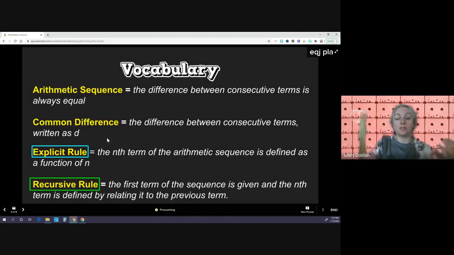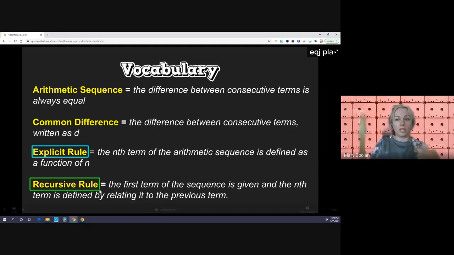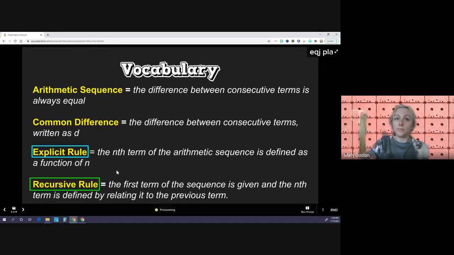Now, today when we construct these arithmetic sequences, there's two ways you can write the sequence rule. We can write an explicit rule, or we can write a recursive rule. These are two different types of rules that will actually provide the exact same sequence. And I'm going to color code it throughout the whole set of notes in this lesson today. The explicit rule is going to have this blue box around it. That's where the nth term of the arithmetic sequence is defined as a function of n.